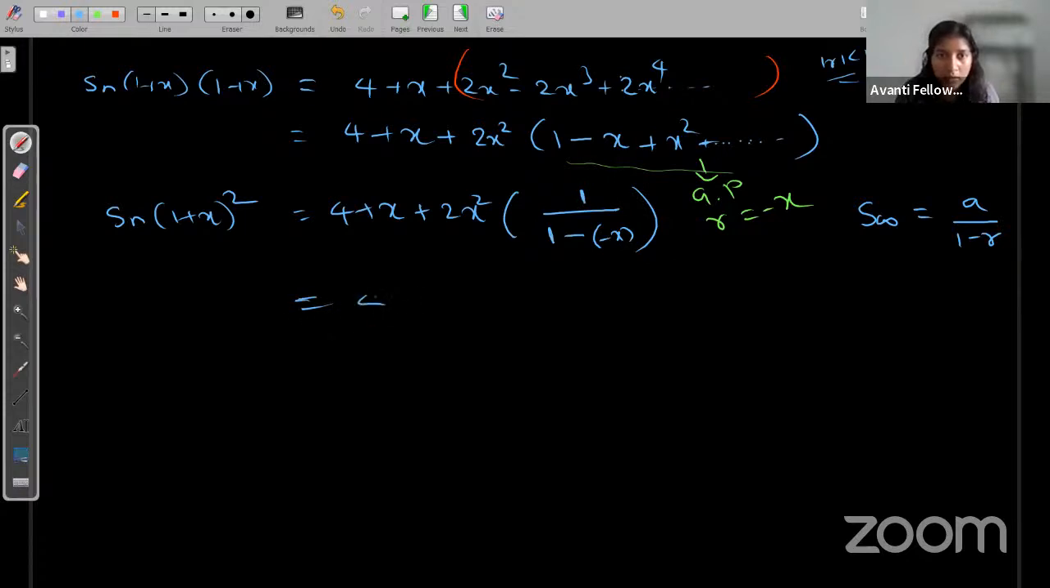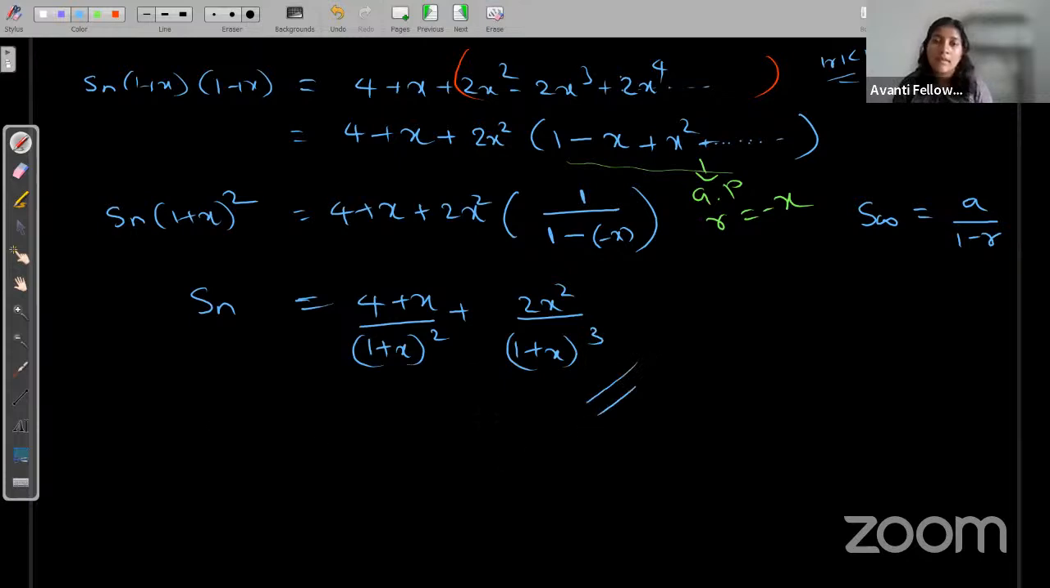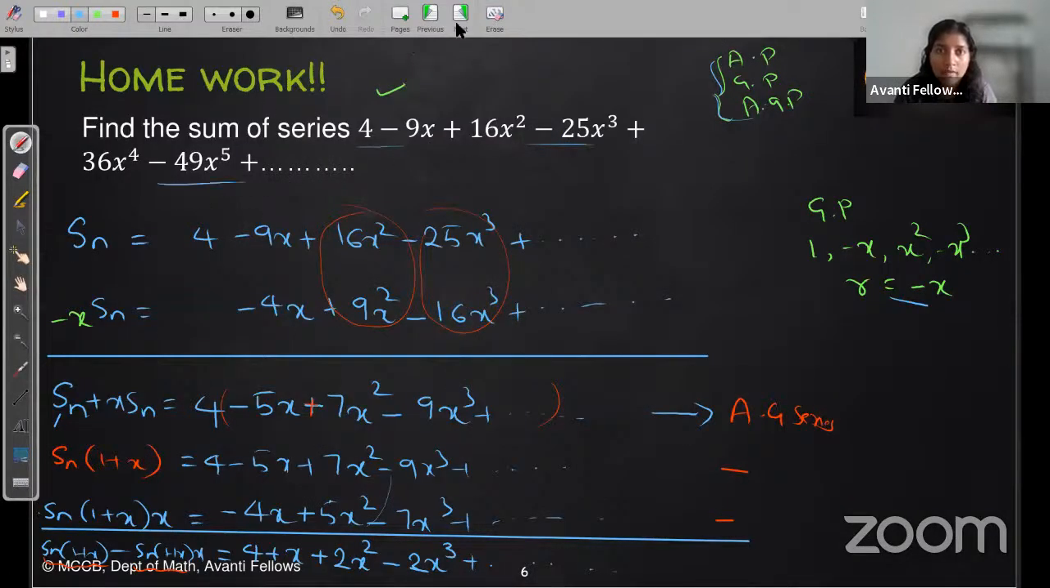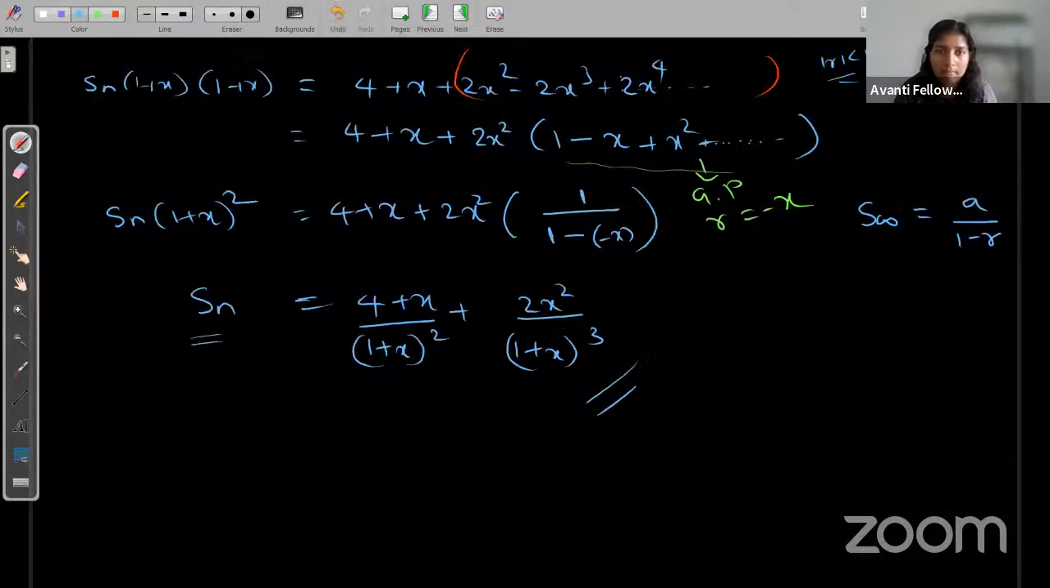Correct? The sum of these infinite terms will be this. Now, Sn will be equal to what? 4 plus x. I'll shift this (1 plus x) square to the other side. It's going to be (1 plus x) whole square plus 2x square, divided by (1 plus x) whole cube. So this will be the sum of the given series. So this was the series given to us, and the sum of this series will be Sn, whose value we found, right? Is it clear to you? Any doubt in this question?